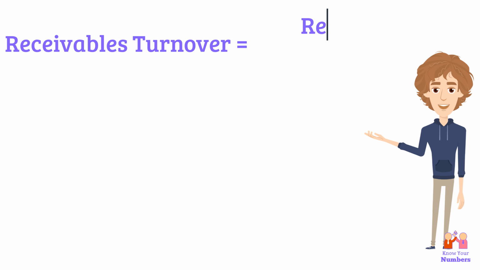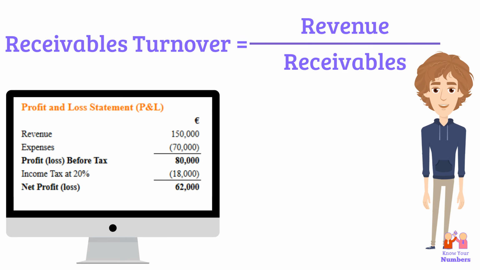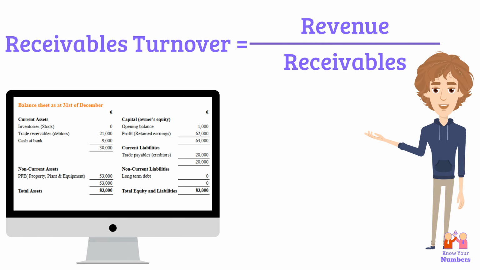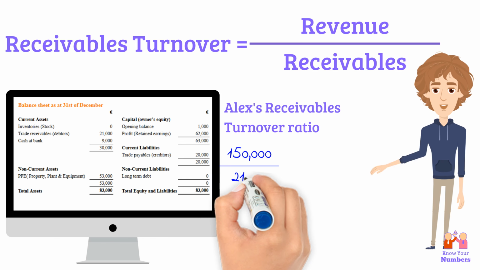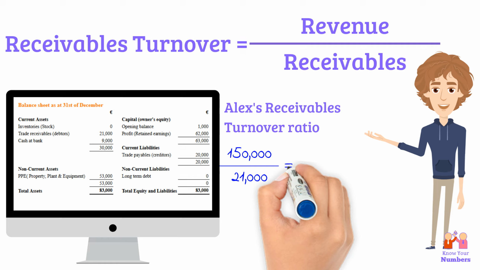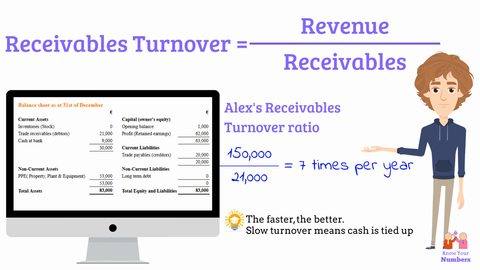Let's check how fast I'm getting paid. My revenue for the year was 150,000 euros, and my trade receivables at the end of the period are 21,000 euros. So, I divide 150,000 euros by 21,000 euros. That gives me a receivables turnover ratio of about 7.1. That means, on average, I collect my payments around 7 times a year. Not bad, but there's always room to speed things up.